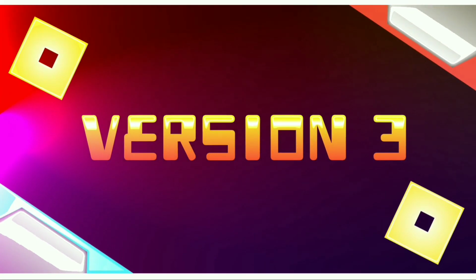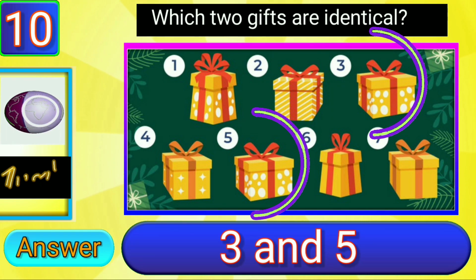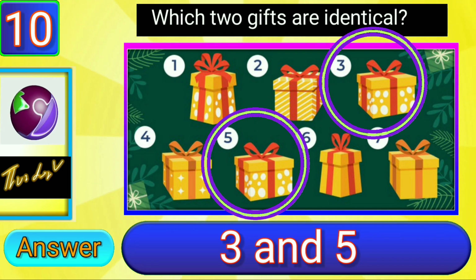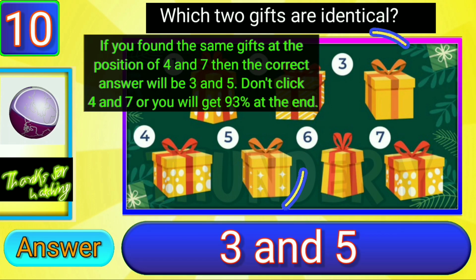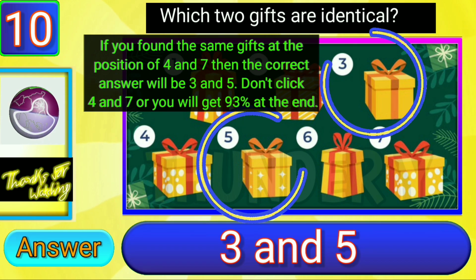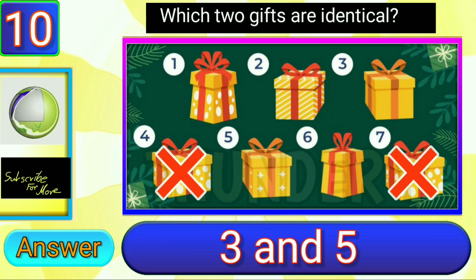Version 3. Question. Which 2 gifts are identical? Answer 3 and 5. Version 4. If you find the same gifts at the position of 4 and 7, then the correct answer will be 3 and 5. Don't click 4 and 7.